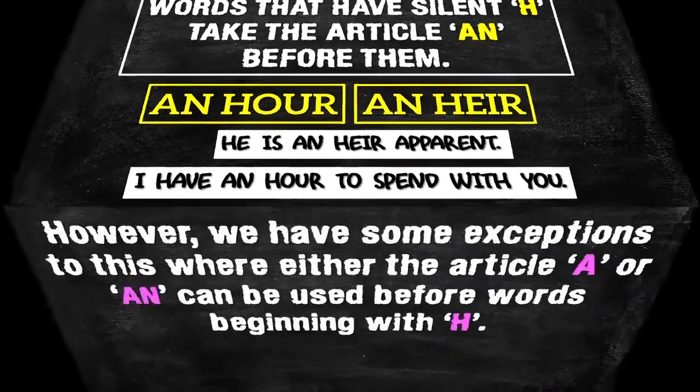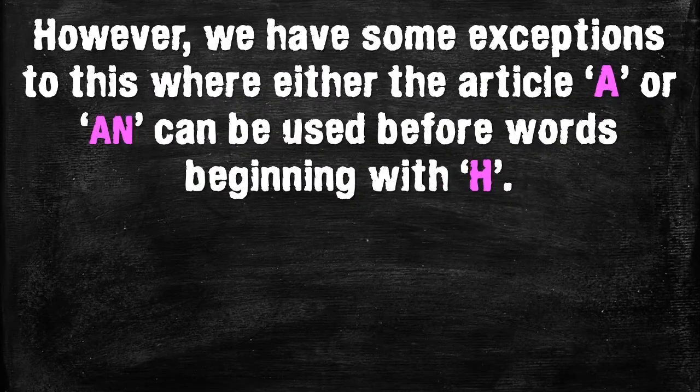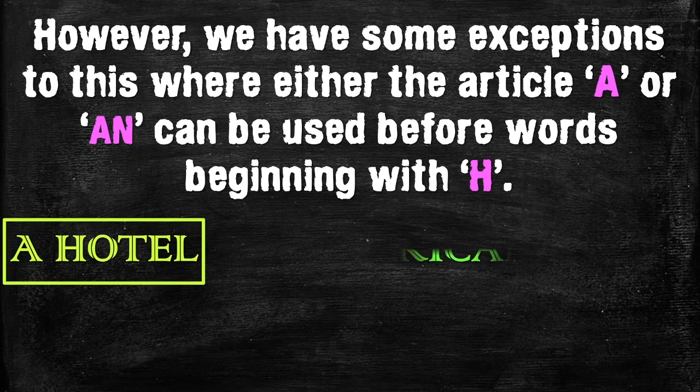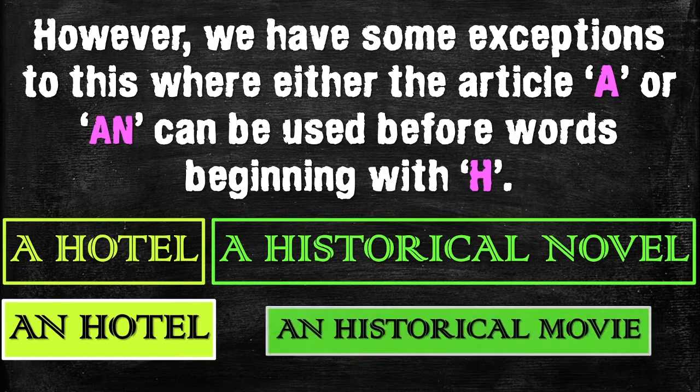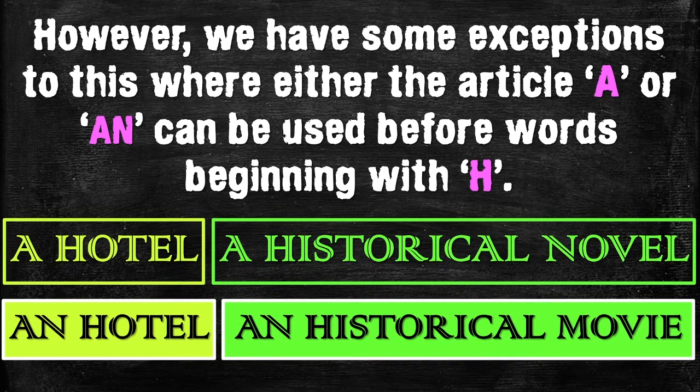However, we have some exceptions to these where the article a or an, either of them, can be used before words beginning with H, as you have in a hotel, a historical novel. Some will say an hotel or an historical movie, but the sound H is pronounced, so it takes the indefinite article a and not its variant an. So it's appropriate to say a hotel or a historical movie.